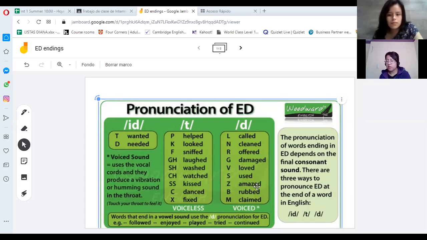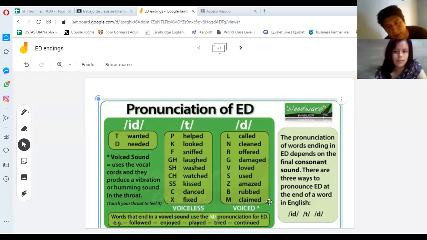Amazed. Ajá, la E es muda. Amazed. Ujú. Lupita Cortés. Ribbed. Wrapped. Ujú. Stephanie Flores.